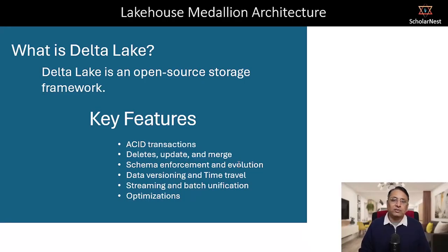So it simplifies schema enforcement and schema evolution for your tables. Delta Lake comes with data versioning and time travel. So it automatically versions your data based on your transactions and allows you to go back in time and work with the older versions or different versions of your data. Delta Lake simplifies streaming and batch. We call it streaming and batch unification.